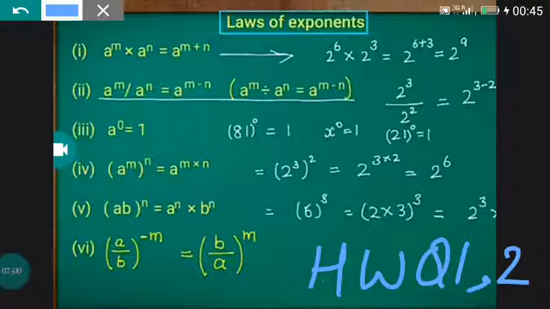Fine. So this was all for today's class. You have to learn these formulas so that in the next class, when we start with the higher level difficult questions or the more important questions of the exercise, you are able to understand better.